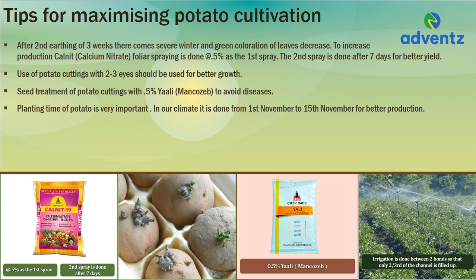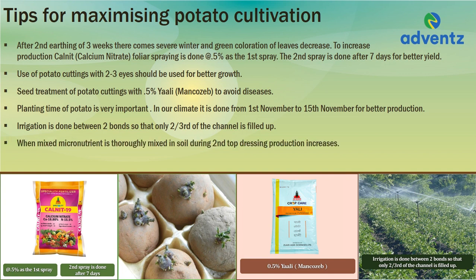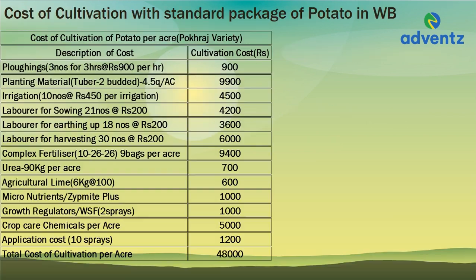Irrigation is done between 2 bunds so that only 2/3 of the channel is filled up. When mixed micronutrients are thoroughly mixed in soil during second top dressing, production rises. In the late sowing of potato, foliar spray of urea at the rate of 0.1% gives better results for production.